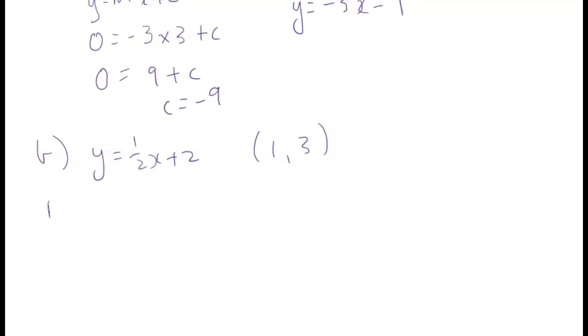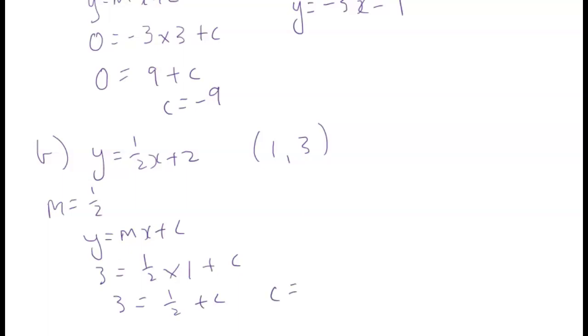Okay, so let's identify our gradient first of all, which is the coefficient of x, which is a half, and then we're going to substitute it into y equals mx plus c. So we've got y equals 3, m is a half, x is 1. So we've got half times 1 is a half, and that gives us c equals 2.5. So your equation is y equals a half x plus 2.5. And you can put them as fractions if you wanted to.